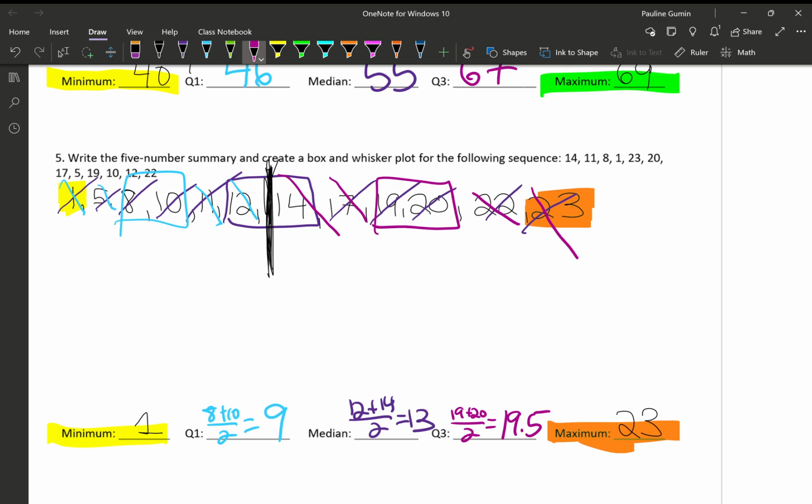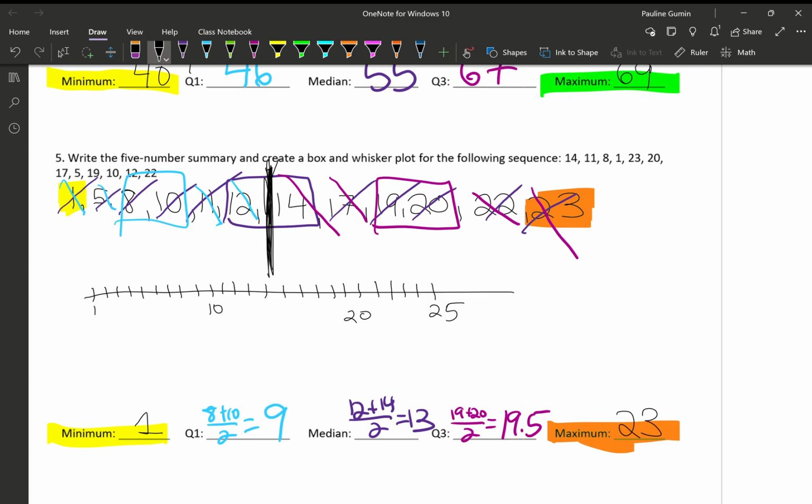Now, I'm going to create a number line from 1 to 23, and we'll graph our box and whisker plot. So that's 1, 2, 3, 4, 5, 6, 7, 8, 9, 10. Let's do 11 there. So 14, 15, 16, 17, 18, 19, 20. And let's go to 25, just to make it nice.